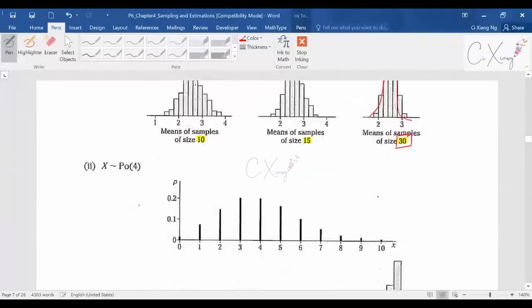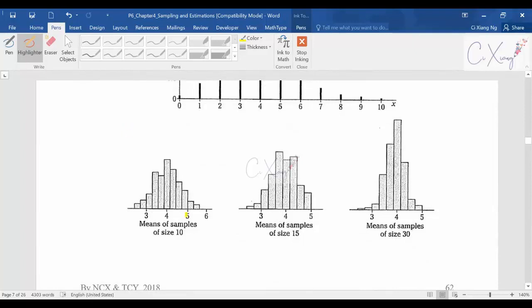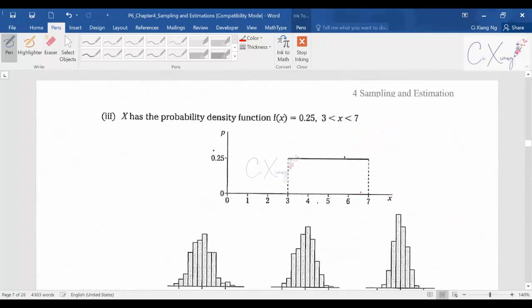Okay, with another example, let's say the population is Poisson distributed. Again, this is not a normal distribution. They take the sample mean according to different sample sizes again. You'll see that when the sample size equals 30, the graph for the sample mean becomes very, very similar to the normal distribution graph. That means the left and right hand sides are almost symmetric, or very close to the normal graph.